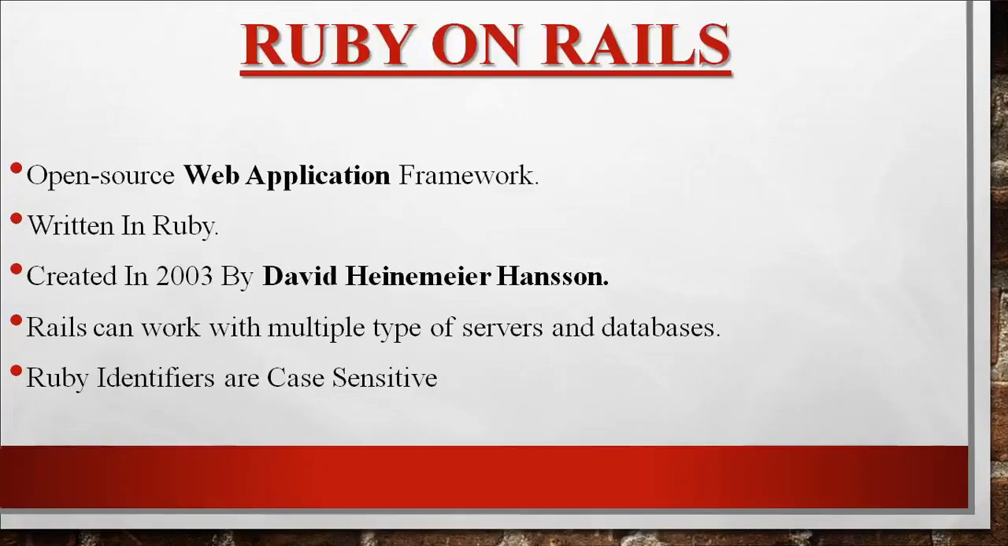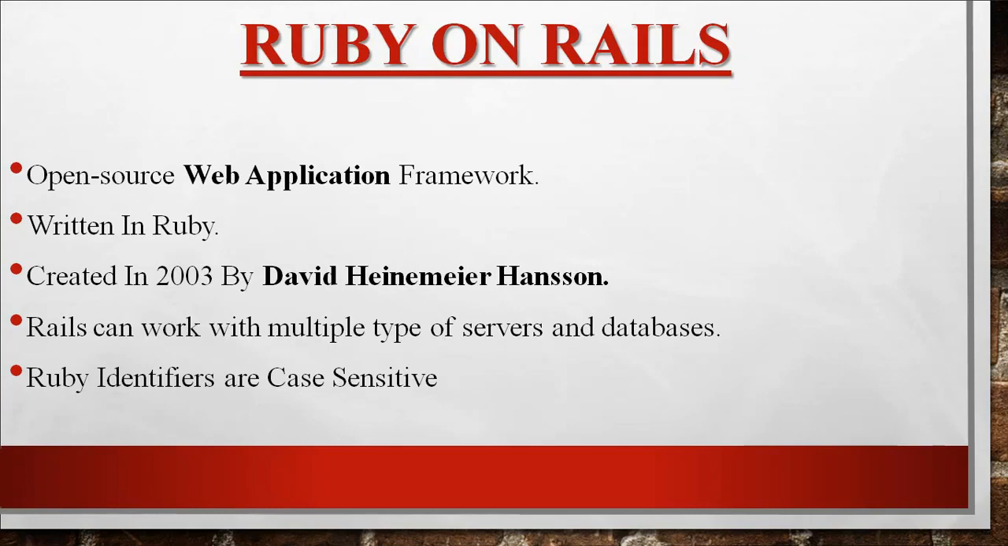So I will do a little comparative study of Ruby on Rails and other web server-based programming languages. So it is open source. This is one of the biggest features of Ruby on Rails. Ruby on Rails is an open source web application framework, written in Ruby, and in 2003 it was developed by Hansson. Rails can work with multiple types of server and database.